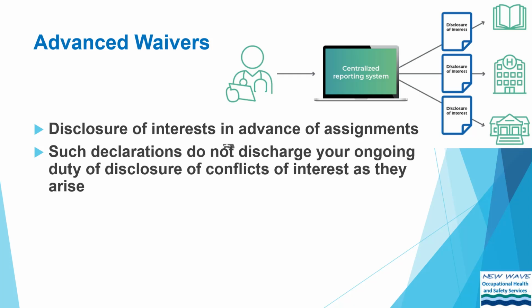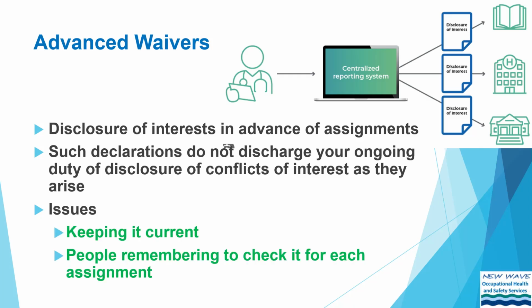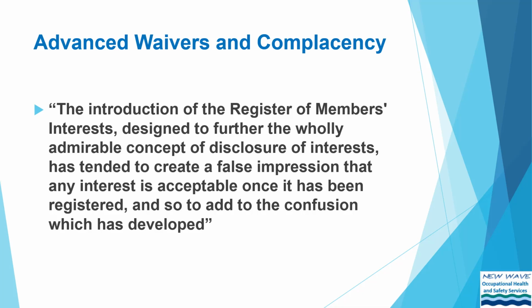While possibly efficient, such lists are hard to keep current. Think of how many times you forgot to update your information when a credit card expired. Also, the other parties must remember to check the list, something they may not do if they do not think you have any reason to have a conflict. Advanced waivers have also been accused of breeding complacency.